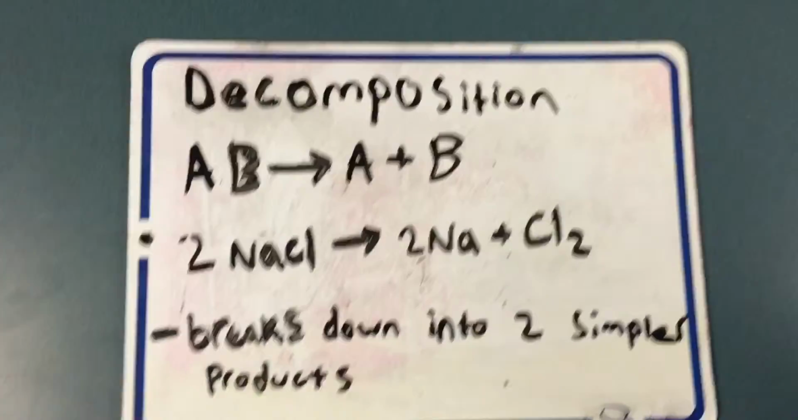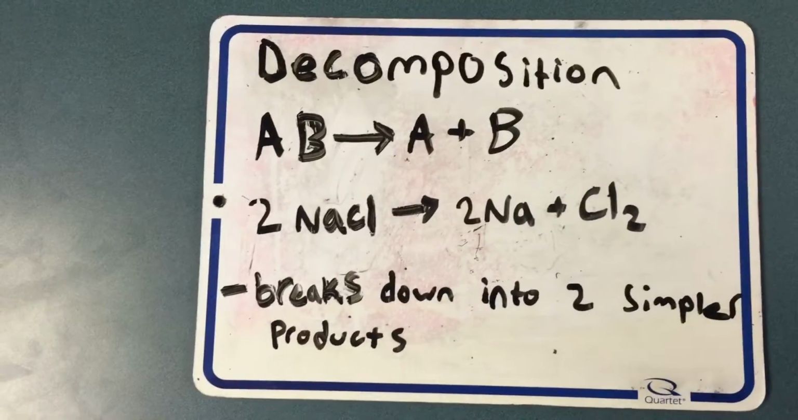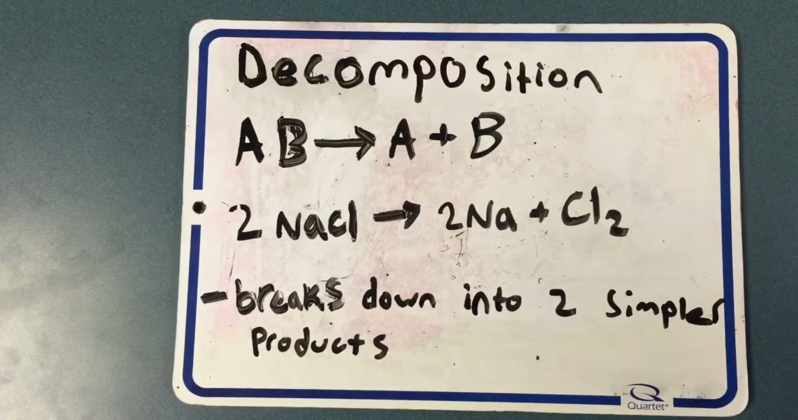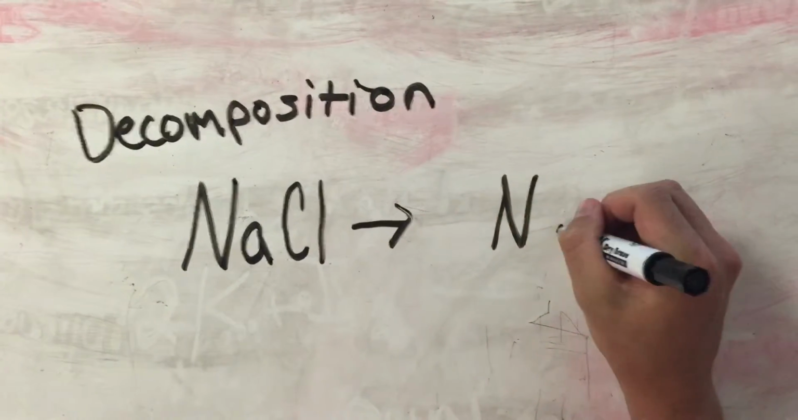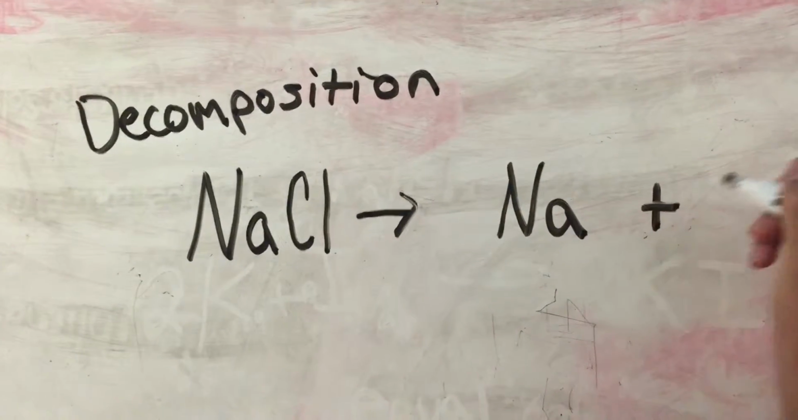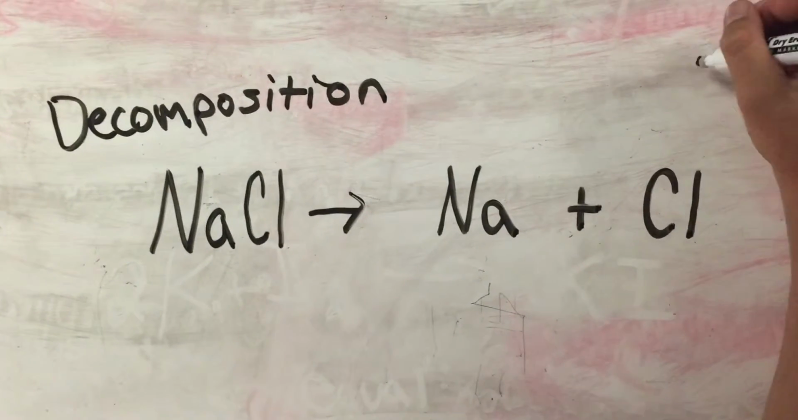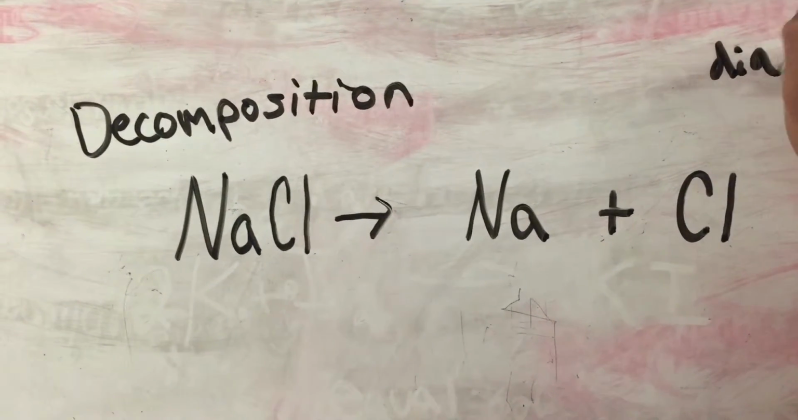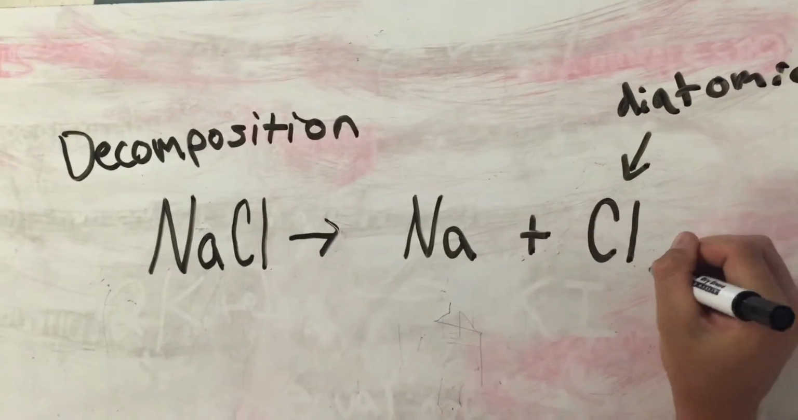Decomposition occurs when there is one compound on the reactant side and there are two elements on the product side. Split apart the compound and balance the reaction. In decomposition, you will start with a compound on the reactant side and form two different elements on the product side. If there are any diatomics in the reaction, make sure to label them and balance correctly.